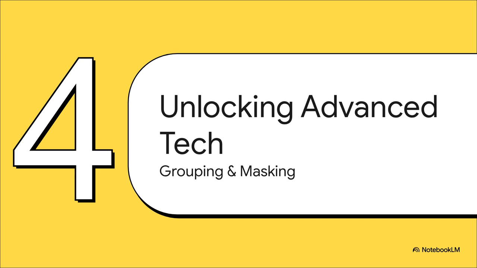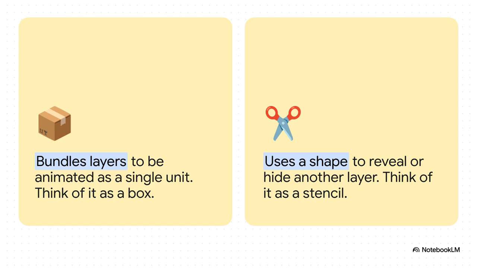But how do you combine them for those really complex projects? Well, this is where the app's sophisticated workflow comes in, and it's all built around two key concepts: grouping and masking. The idea is actually pretty simple, but it's so powerful. Grouping lets you bundle layers together, like putting a bunch of items in a box, so you can animate them all as one single unit. Then masking is like using a stencil. It uses the shape of one layer to reveal or hide what's on another layer below it. Seriously, once you master these two, that's the key to unlocking professional-level animation right on your phone.